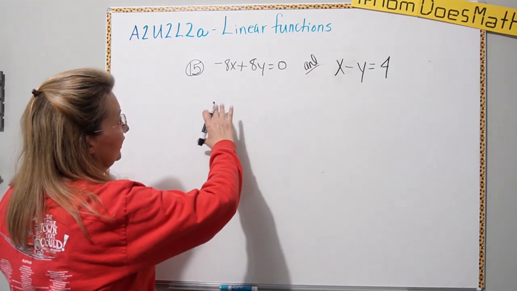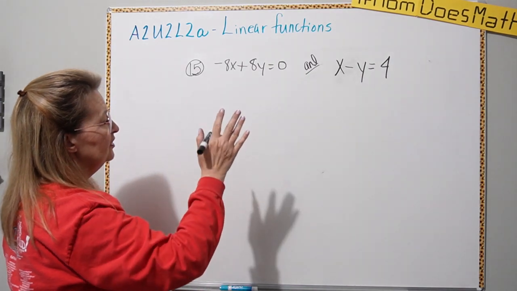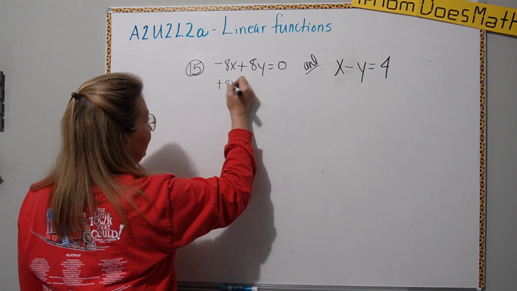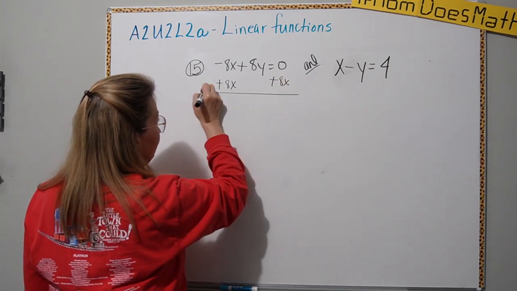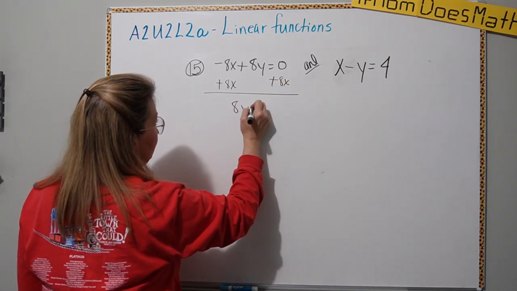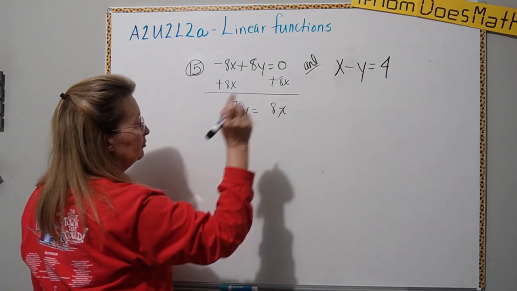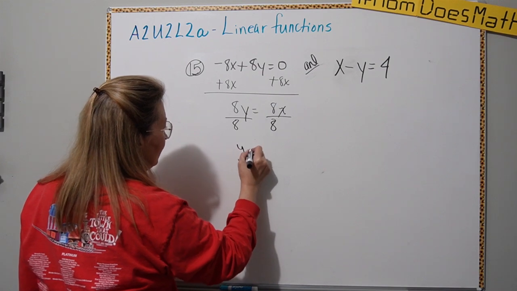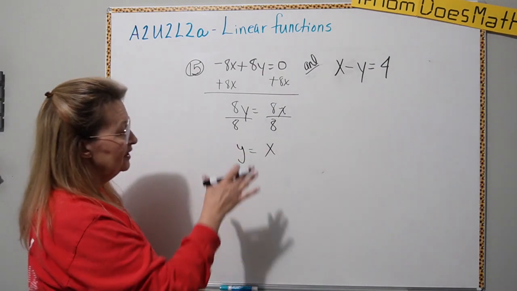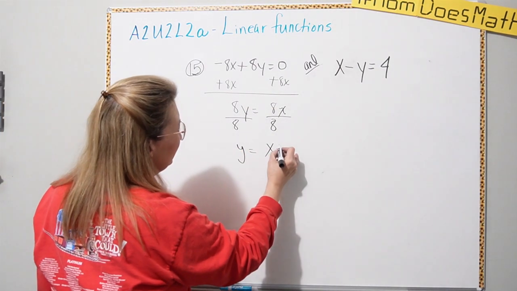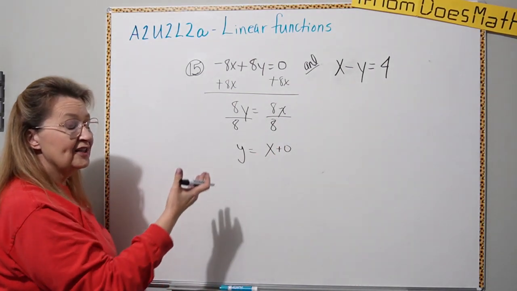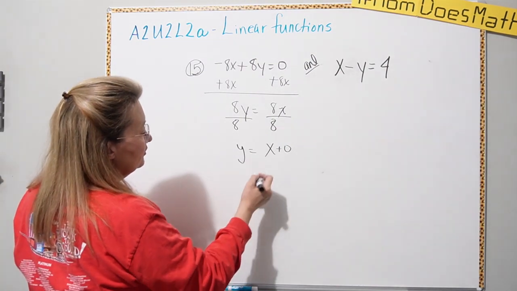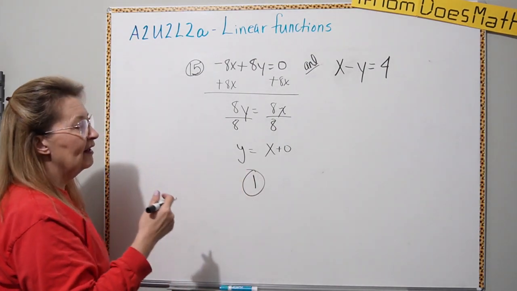Okay, let's look at number 15. We have two equations, so let's get them both into slope-intercept form first of all. Over here, I'm going to add 8x to each side. So I have 8y is equal to 8x. We don't have to put plus 0. Then we're going to divide all the way through by 8. So now I have y is equal to x. And I know that looks funny, but it's in slope-intercept form. Even if you put the plus 0 there, because that's where your y-intercept is going to be, at 0, that's a point. What's the coefficient of x? 1. So the slope of this line is 1.